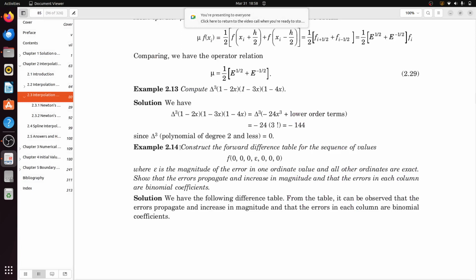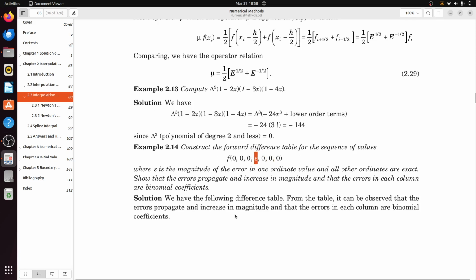So we will construct a forward difference table for the sequence of values 0, 0, 0, epsilon, 0, 0, 0, where epsilon is the magnitude of the error in one ordinate value and all other ordinates are exact, so that the errors propagate and increase in magnitude, and the errors in each column are binomial coefficients. So here we have written just the error term epsilon. Okay, so in the fourth value there is one error, and that error is epsilon.